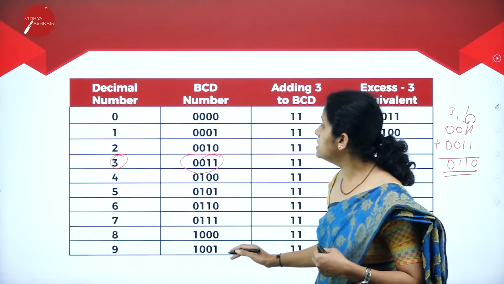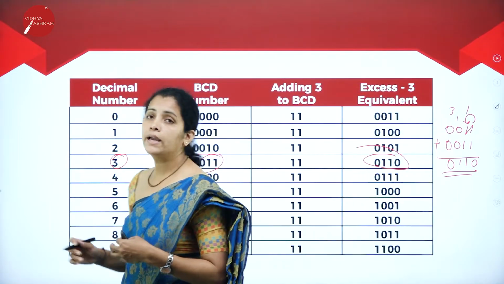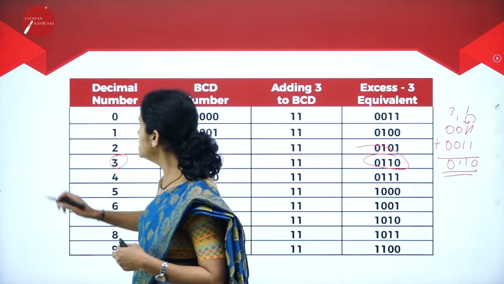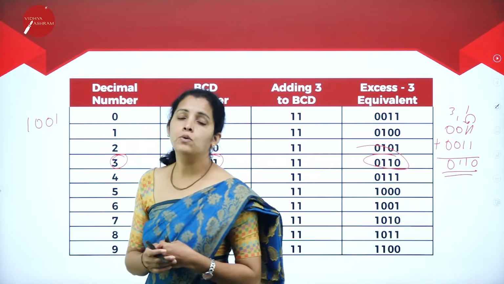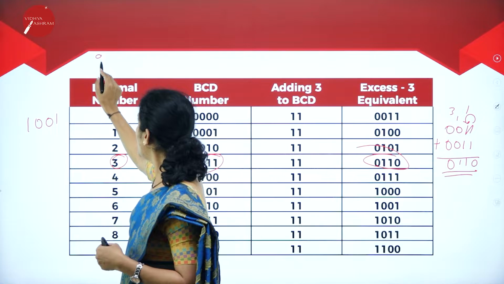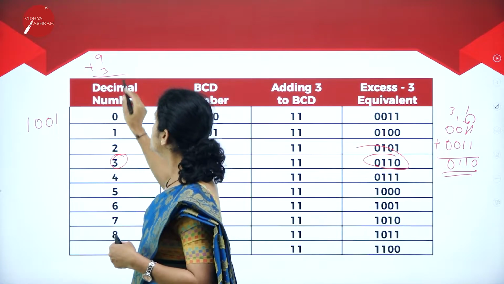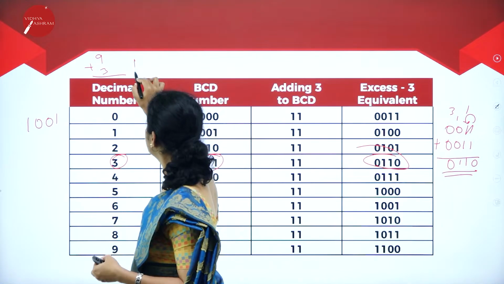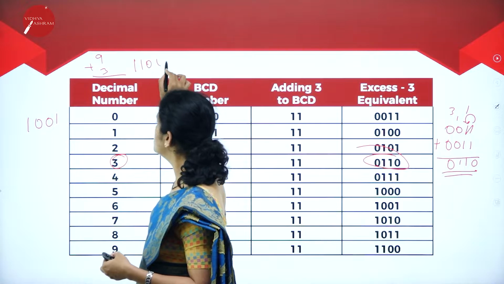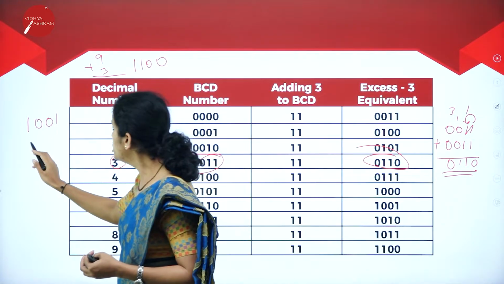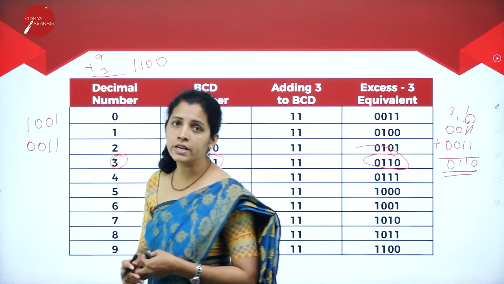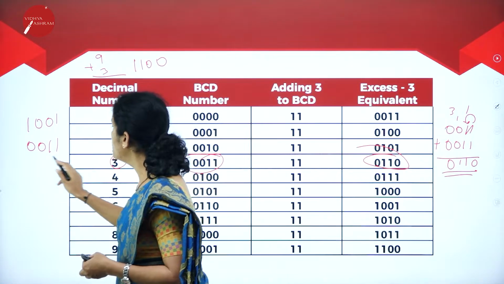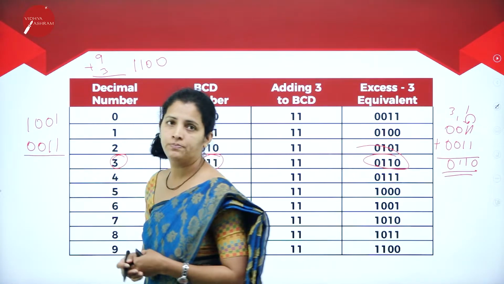And if I consider 9, how can I represent 9? That is 1, 0, 0, 1. Then what I want to do? I want to add plus 3. So what I'm going to get? I'm going to get the result 1, 1, 0, 0. So what I will do here? I'm going to write the binary representation of 3 and I'm going to perform addition operation.